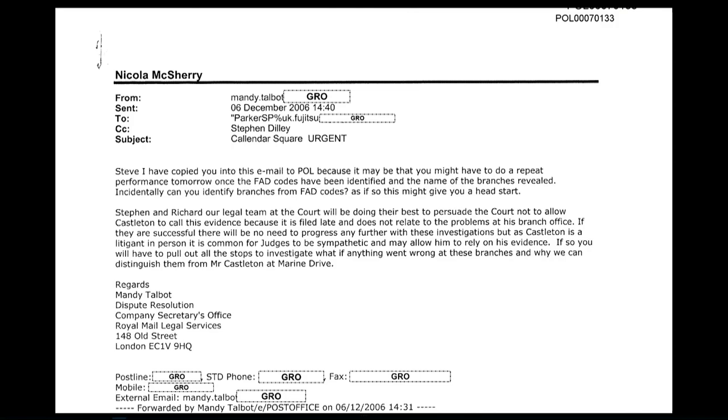It is sent on to you. Can you see? I do. By Mandy Talbot on the 6th of December. Steve, I've copied you into this email to Poll, because it may be that you might have to do a repeat performance tomorrow once the FAD codes have been identified and the name of the branch is revealed. Incidentally, can you identify branches from FAD codes? If so, this might give you a head start. But can you recall what the repeat performance she's talking about was? I don't know. Can you recall the context of this, namely Mr. Castleton raising the existence of the Calendar Square bug, and you in Fujitsu being asked to investigate its extent and the branches that it was said to have affected?